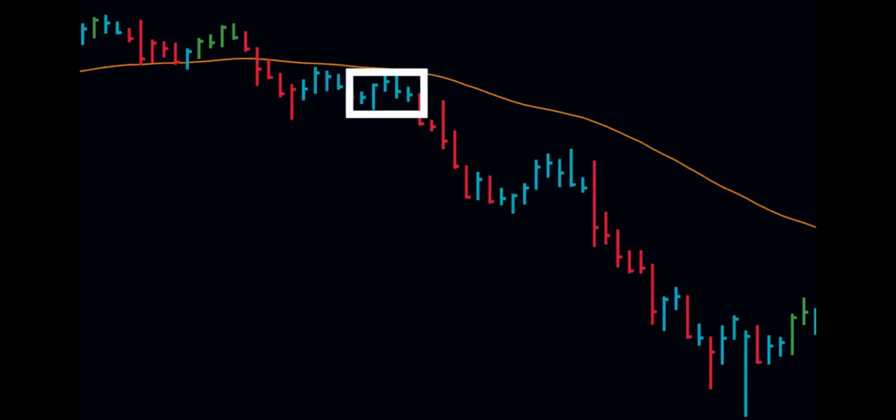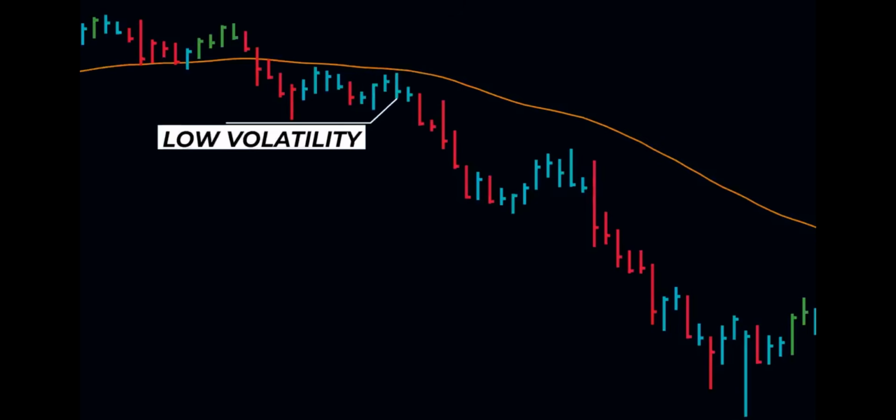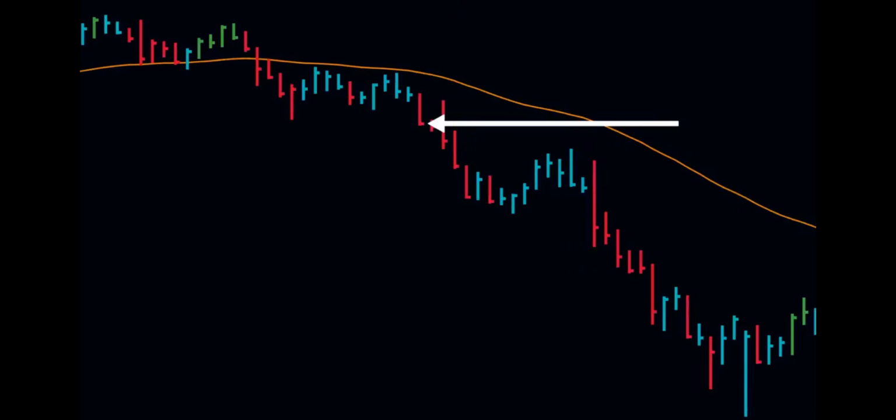Then we see another set of blue bars form. This shows us that the price has been in a low volatility phase. Now again, we will wait for a red bar to enter a trade. Here, we see a red bar and we enter at the close.